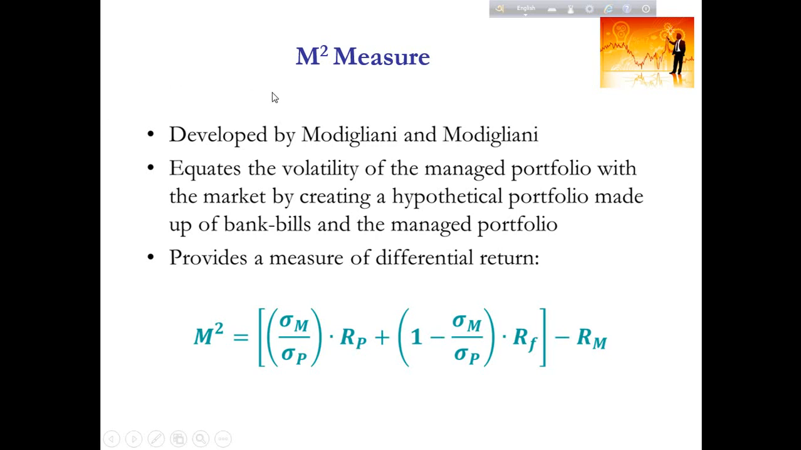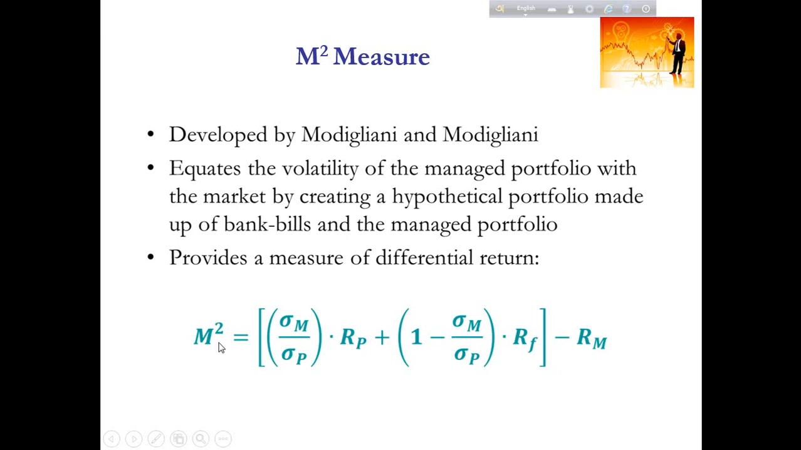An alternative measure that allows us to use the standard deviation as a measure of risk, but has the added benefit that it can give us a measure of the magnitude of performance, is the M-squared measure. Basically, what the M-squared measure does is take the managed portfolio, the portfolio you evaluate, and combine it with the risk-free rate in order to calculate a hypothetical portfolio that has the same risk as the market, where risk is measured as standard deviation of returns.